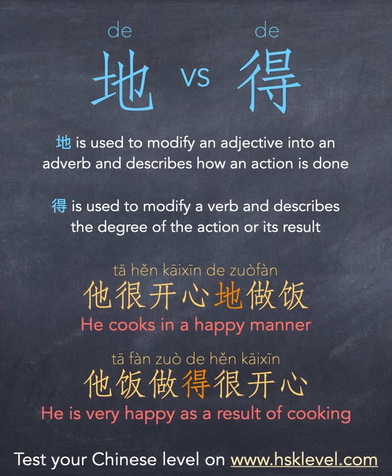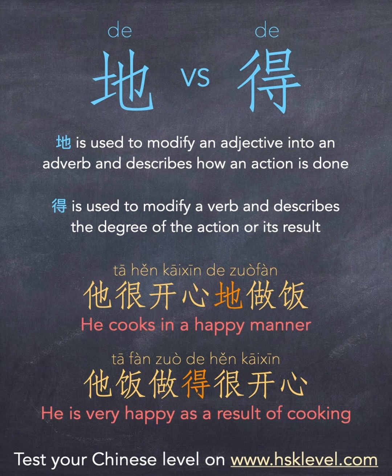Now, those 2 particles de are really used to modify the verb. So what is the real difference between them? Well, the first de is used to modify an adjective into an adverb, and it describes how an action is done. It is always placed before the verb, while the second de is used to modify a verb and describes the degree of the action or its results, and it is placed after the verb.